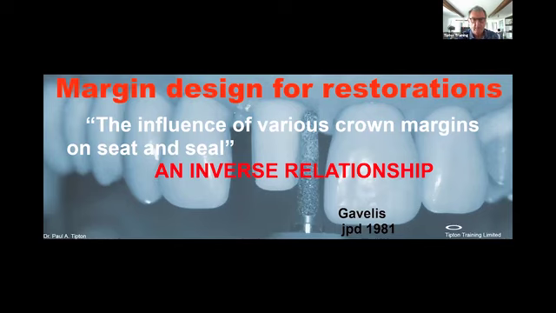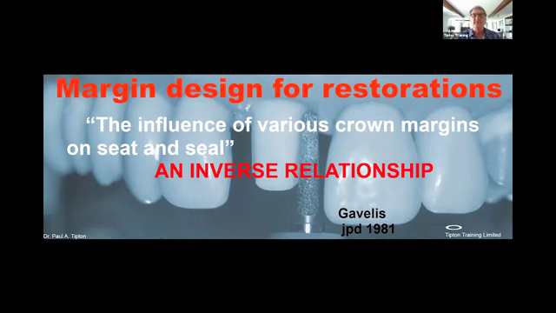So Gavalis wrote a very, very good paper many years ago, which not a lot of people ever really picked up upon. And it was the influence of various crown margins on seat and seal. And what that paper shows us is that it's an inverse relationship. So what do we mean, first of all, by sealing? We mean a margin that seals beautifully at the edges, so you're not liable to get leakage.